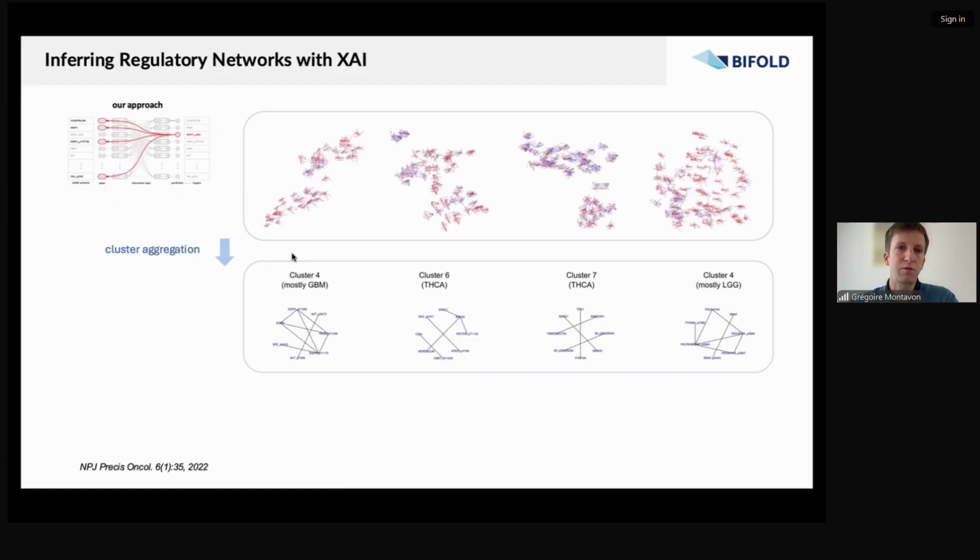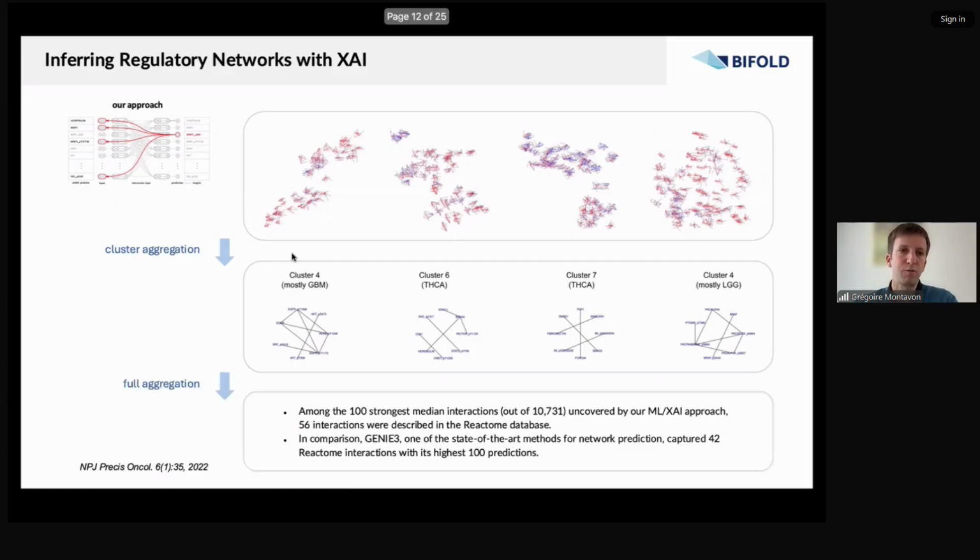And for that, we didn't have ground truth at the organ level, but we had ground truth at the global level. There's a knowledge base called Reactome. And what we did was one further step of pooling, so basically a full aggregation of the data to get a single regulatory network. And we could basically compare the inferences of our method to the ground truth interaction networks that are described, for example, in the Reactome database.